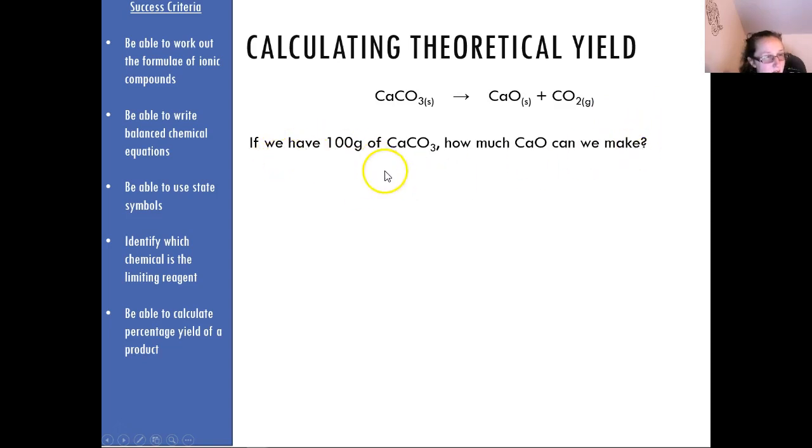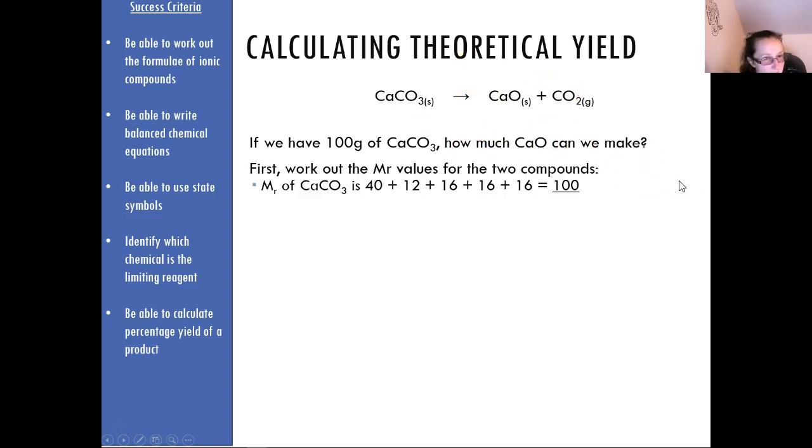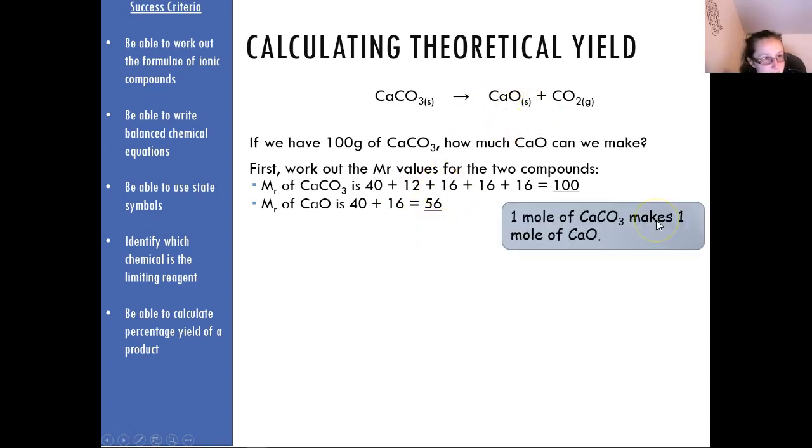So if I had 100 grams of CaCO3, the question is, how much CaO can I make? So first thing I do is get the MR of both compounds that I'm interested in. So it's 100 for CaCO3, which is very handy, and it's 56 for CaO.